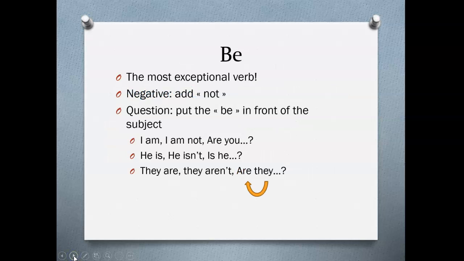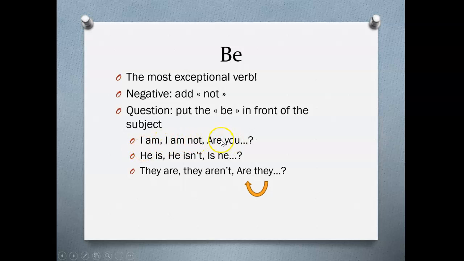The most exceptional verb that you have to remember is the verb to be. When you'll hear me talk about auxiliaries, and I'm sure you've heard that word before, remember that be is its own auxiliary. To make it negative, I just add not. And to make a question, I put the be in front of the subject. So, for example, I am would become I am not, or I'm not.